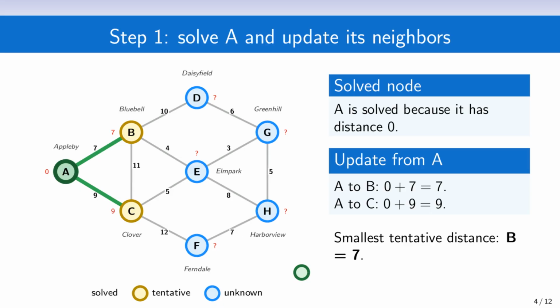First, we mark A as solved. From A, we can reach neighbors B and C. We calculate the distance to B as 7, and to C as 9. Currently, B has the smallest distance, so we will focus on it next.